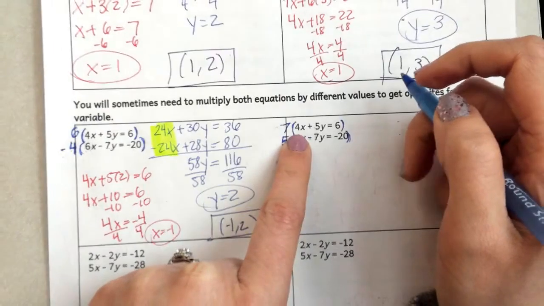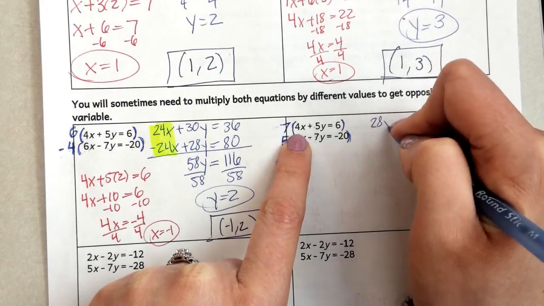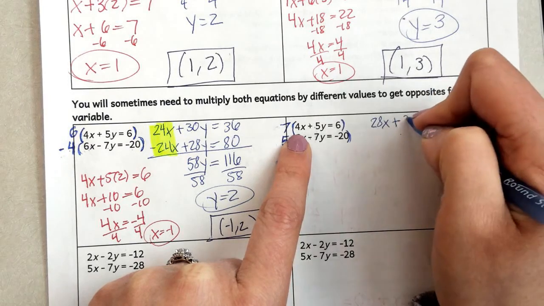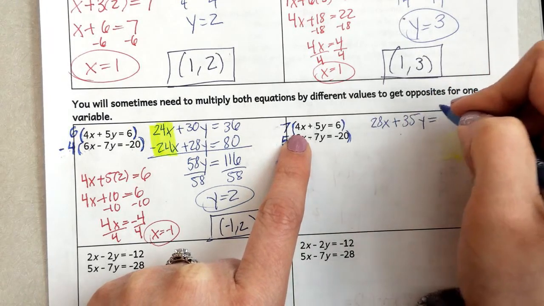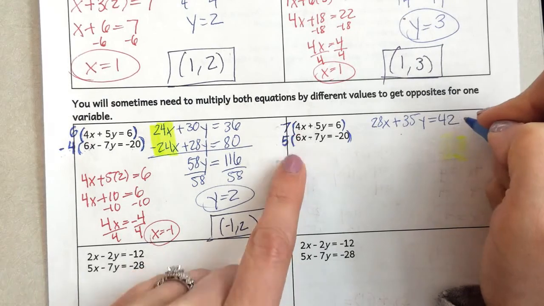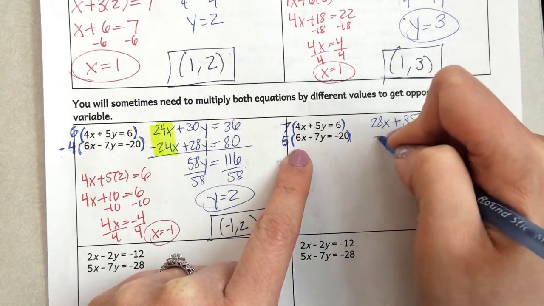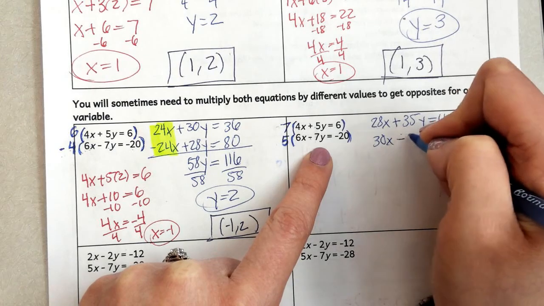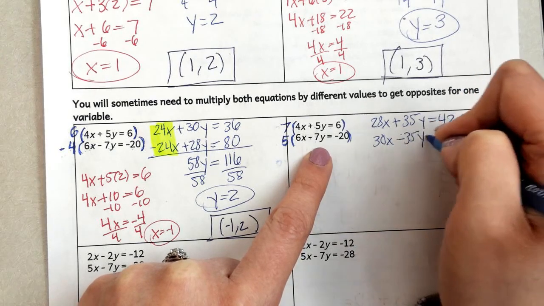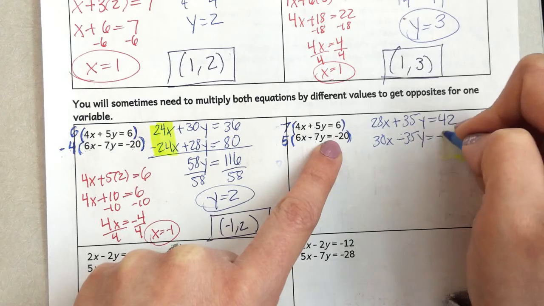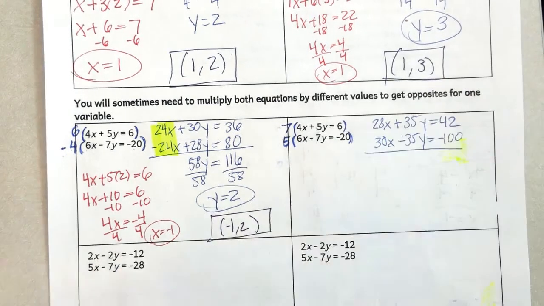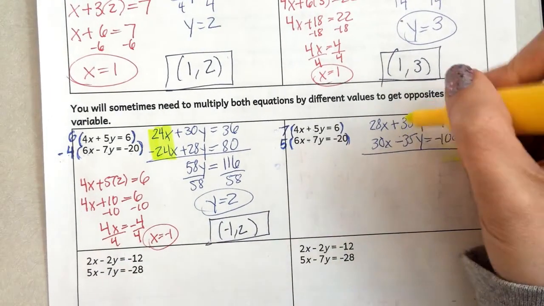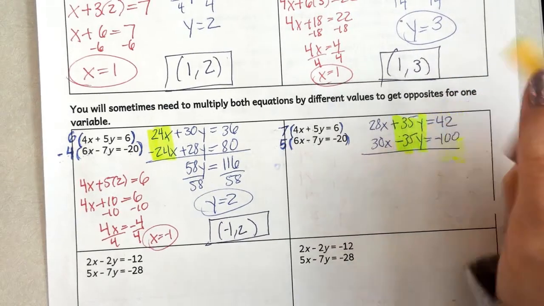So 7 times 4x, that's 28x. 7 times 5y, that's 35y. 7 times 6, that's 42. 5 times 6x, that's 30x. 5 times negative 7y, that's negative 35y, and 5 times negative 20, that's negative 100. This time around, it's my y's that cancel out.